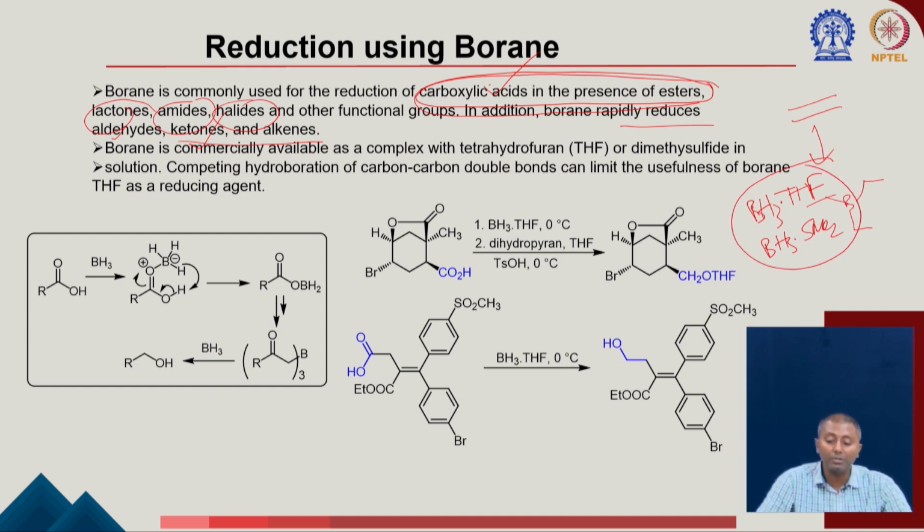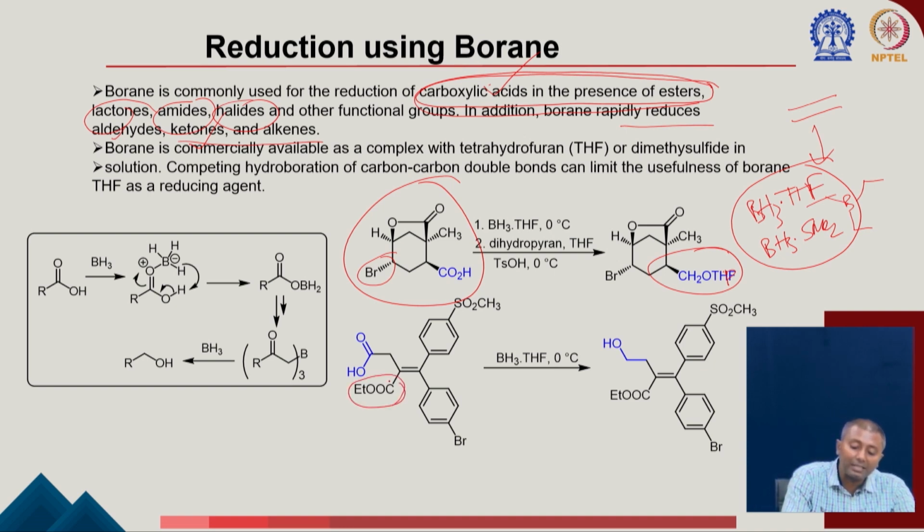Now, if you have this substrate with a carboxylic acid, a lactone, and a carbon-bromine bond, using boron you can selectively reduce the carboxylic acid, and then you can make a tetrahydropyran protection. So it will be THP here, sorry for that typo; the tetrahydropyran protection is done on the corresponding alcohol. There is another example here. You can see there is an ester and an acid: on this vinyl carbon there is an ester, and then there is a CH2COOH. Using boron you can selectively reduce that to the corresponding alcohol.